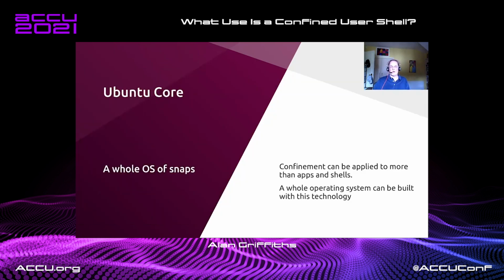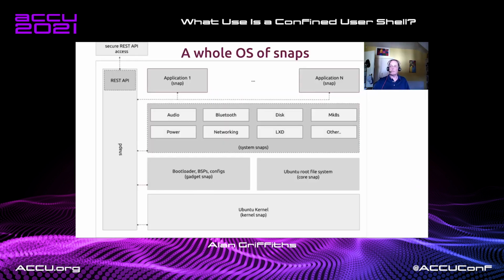Ubuntu Core is a whole OS made out of snaps, as I was saying. Part of that is so that things can be updated in a transactional manner. Snaps are immutable things that get added to the file system in one go, including all of the files that are related to that application. There's a whole branch of things in there, but the things that we're looking at are the things at the top, the applications 1 through N.